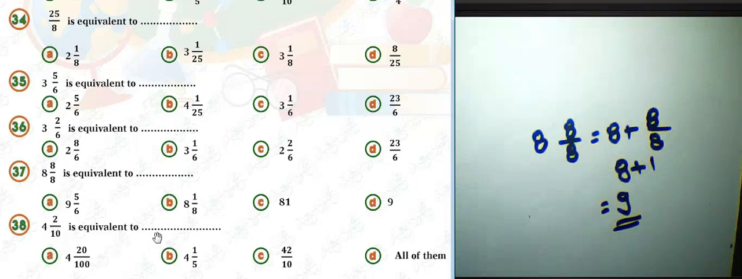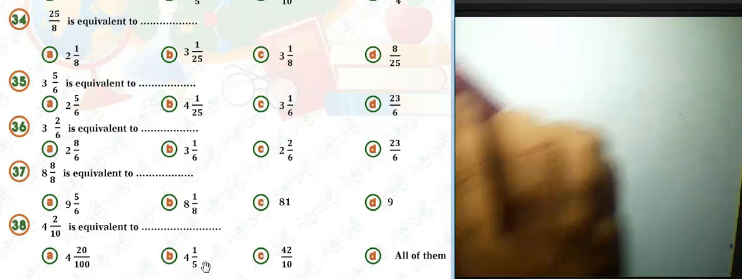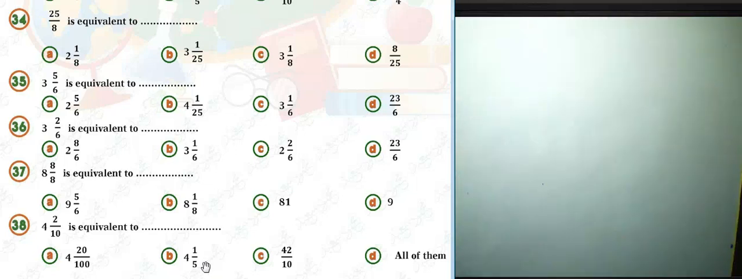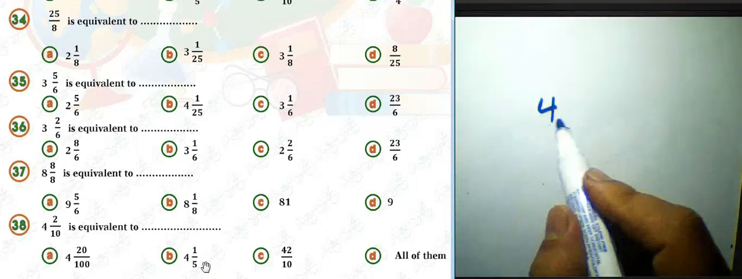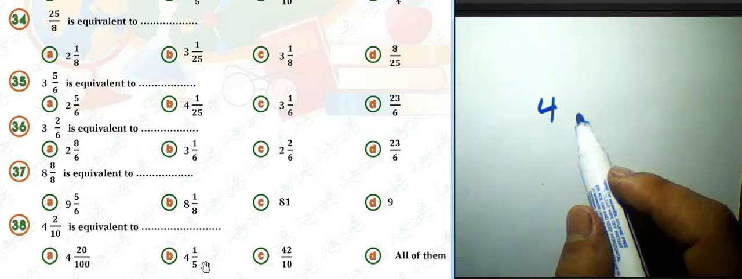4 and 2 over 10 is equivalent to what? We can write 2 over 10 by another method, by multiplying numerator and denominator by 10. It will be 20 over 100. It's true. And what about 1 over 5? Yes, we can simplify it by dividing by 2. So we have a lot of solutions about this example. Choose letter D.